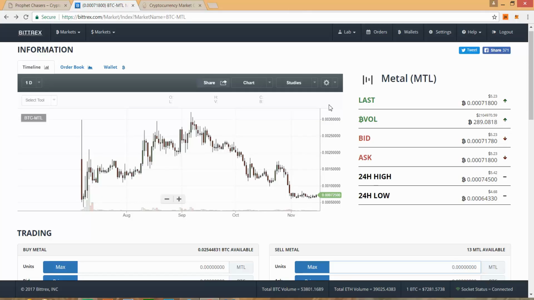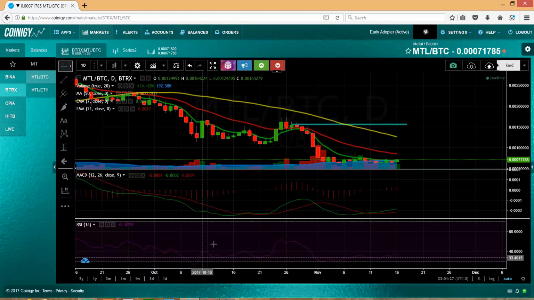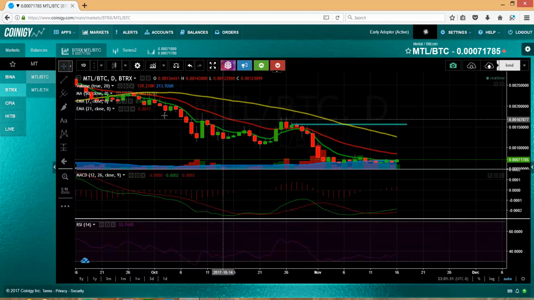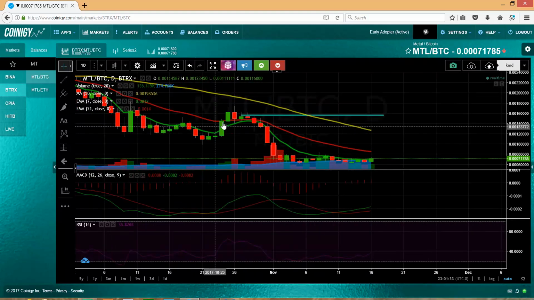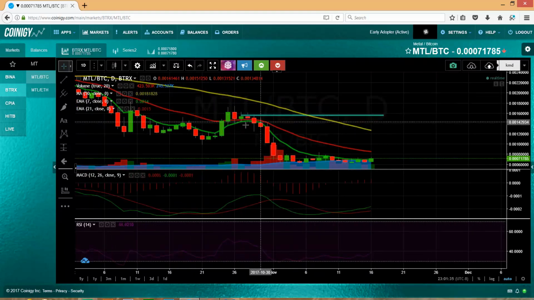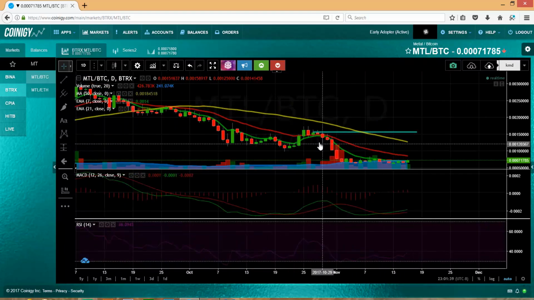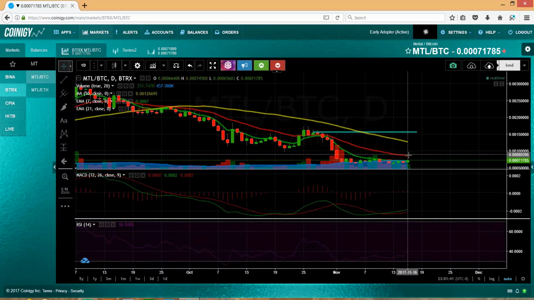So this is the Bittrex account. I got into Metal, MTL, a little bit ago, like 2 days ago. I saw that it was trending up again. We were at some high not that long ago. We were in a downslope, and we still are, but I think we're consolidating now.